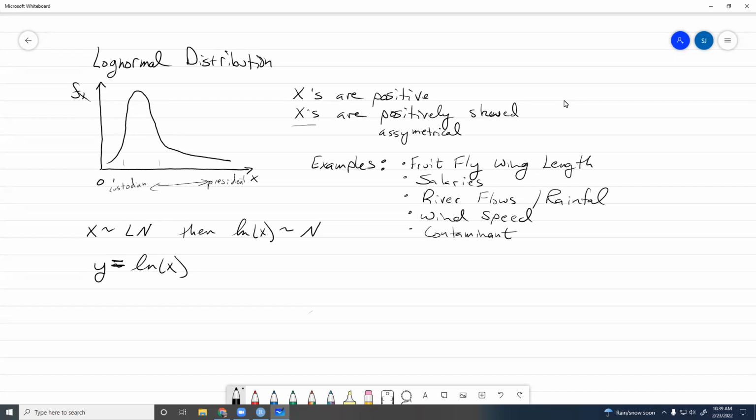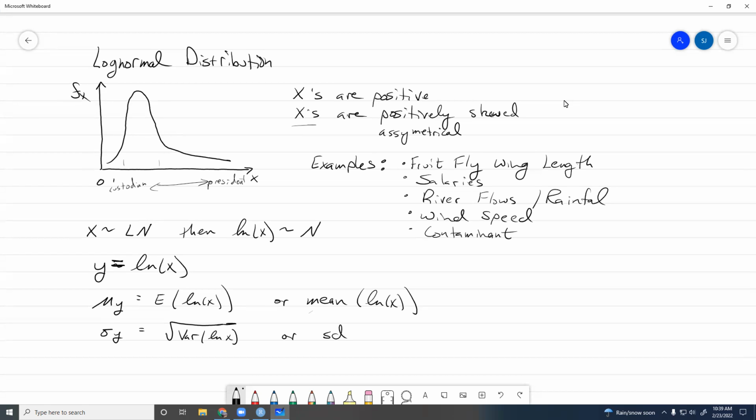And then we're going to define what we're going to call the parameters for the log normal distribution. These are kind of some funky parameters. We're going to say mu of y is equal to the expected value of ln of x. So it's basically the mean of the natural logs of x. If we had data, we could just take the mean. And then sigma y is equal to the square root of the variance of ln of x. Or if we do this in R, it's just going to be the standard deviation of log of x. By default, log means natural log in R.